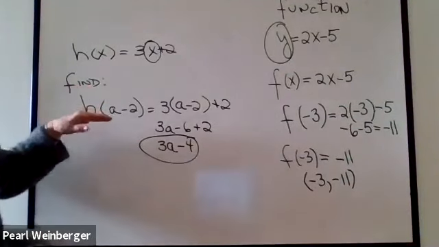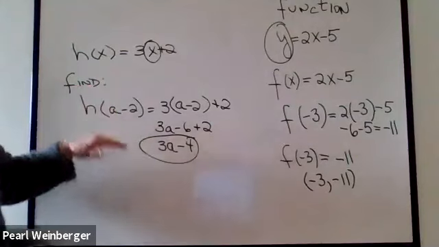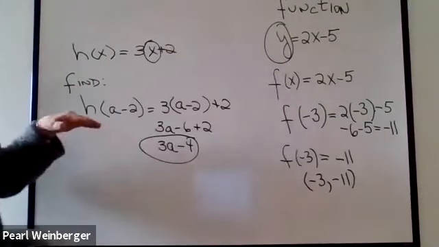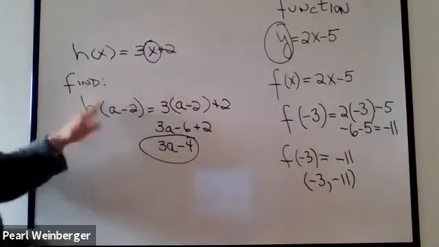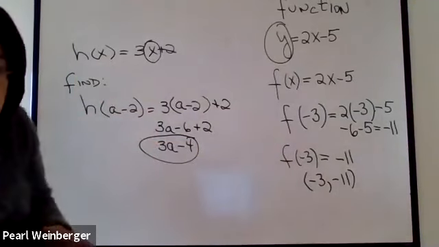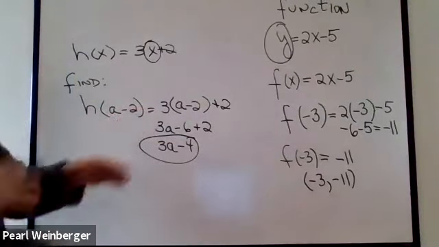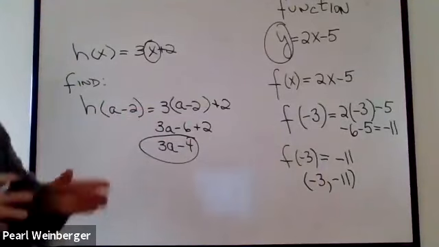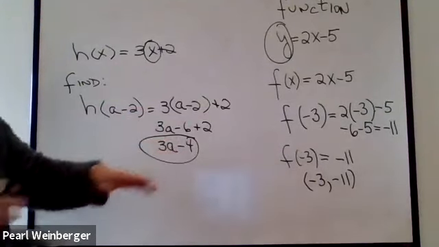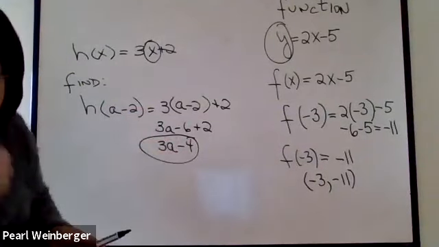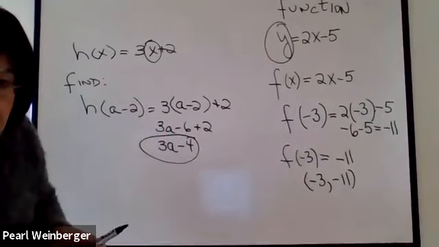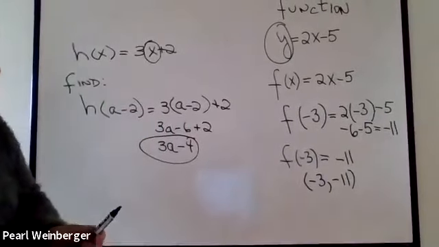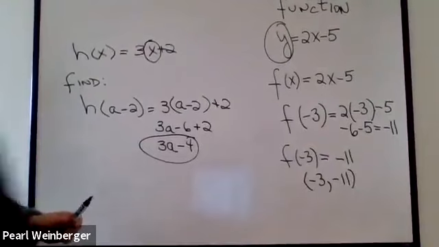The answer to the question, what is h of a minus 2? It's 3a minus 4. Your question had a's in it, your answers will have a's in it as well. Don't set this equal to 0 or 1 or anything like this. It's not an equation. It's just a replacement. Okay, I'm going to give you one to try right now.